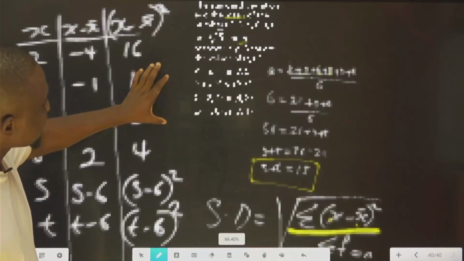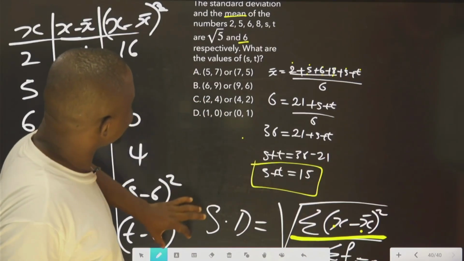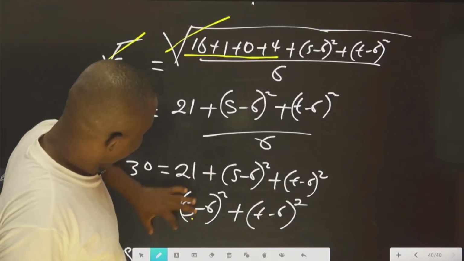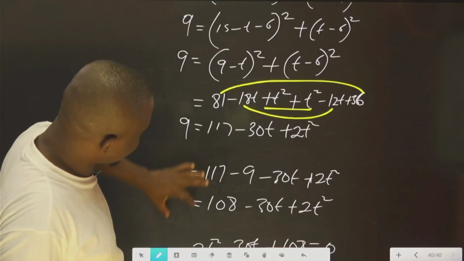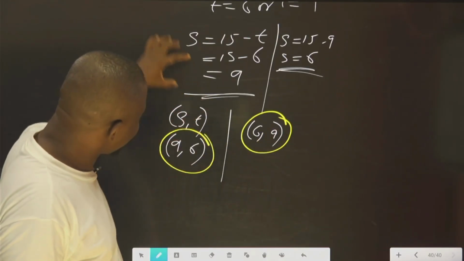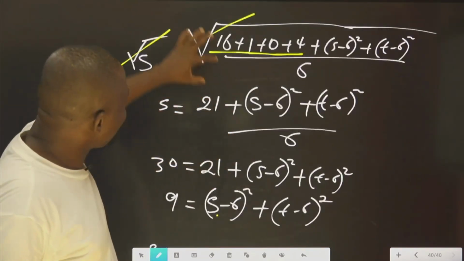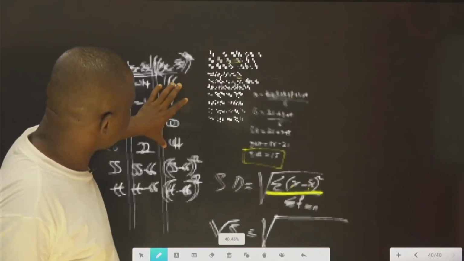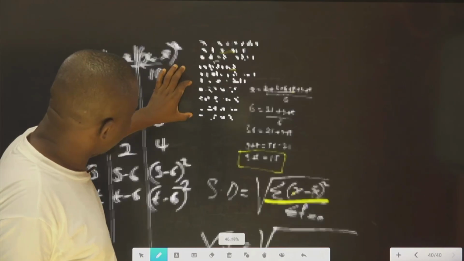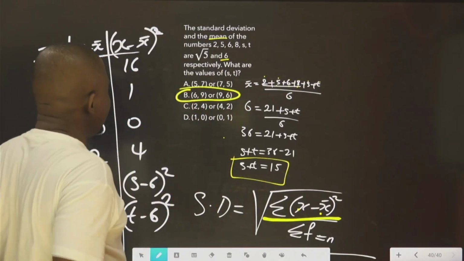Okay, let's go back now. 6 and 9, 9 and 6. I think that is what they are. If you don't understand, please replay this video to get it better. So the answer is B. Okay?